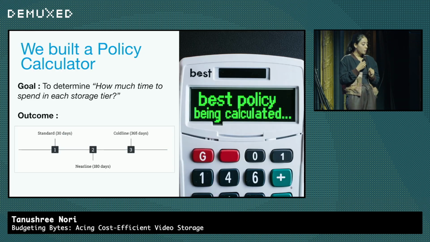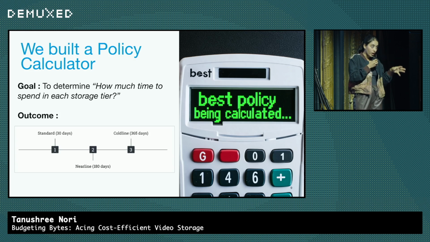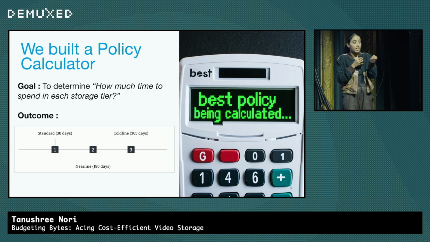So at Vimeo, we built a policy calculator, the goal of which was to determine how much time a video asset or an object should spend in each of these storage tiers that we discussed. So the outcome would look something like you see in that timeline. For a single video, what is the recommended time it should spend in standard? When should it transition to the next storage tier, nearline? And then when should it move on to colder storage tiers? That kind of policy is what we were hoping to arrive at with this calculator.